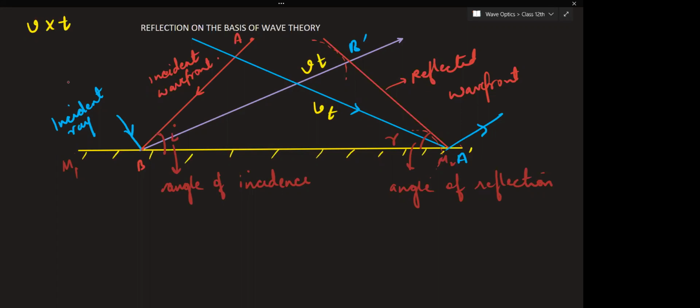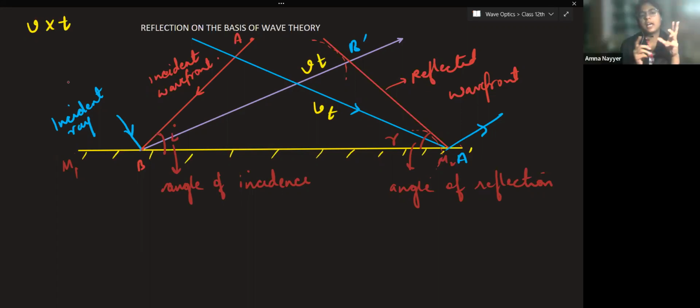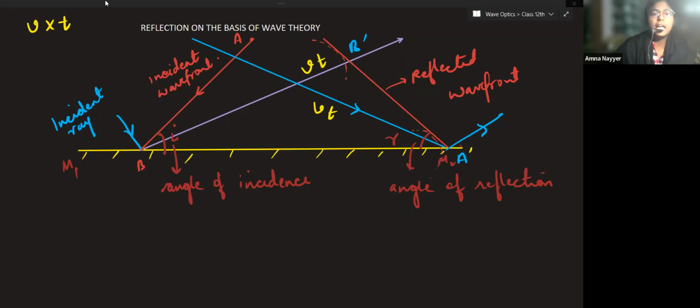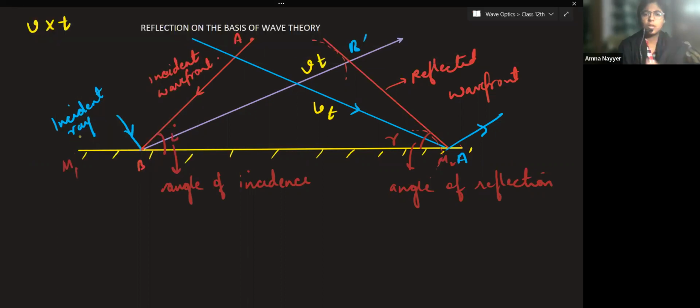If you take it from the mirror, then only you will be able to notice that the angle of incidence and the angle of reflection both are actually lying along the same plane. Now see, certain proof we have to see. Just look at one thing.